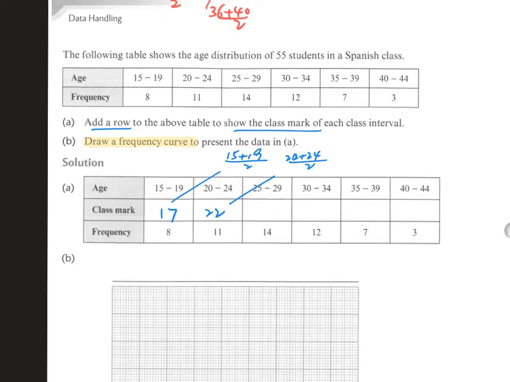After that, you can make a deduction. First is 17, then 22. So the next one, do you know what number it is? Yes, that's good, 27. Next, 32, 37, and finally, 42. So the class mark is very, very important for the frequency polygon or frequency curve because it's where you put the crosses at.